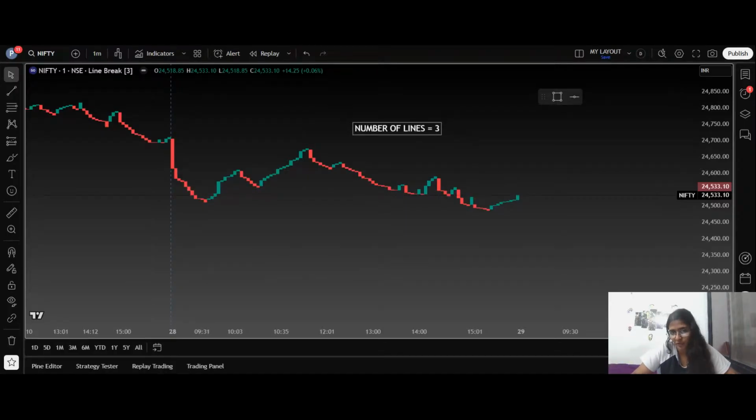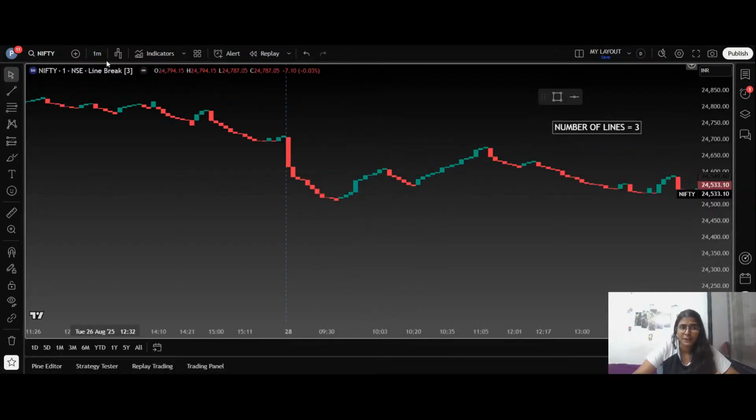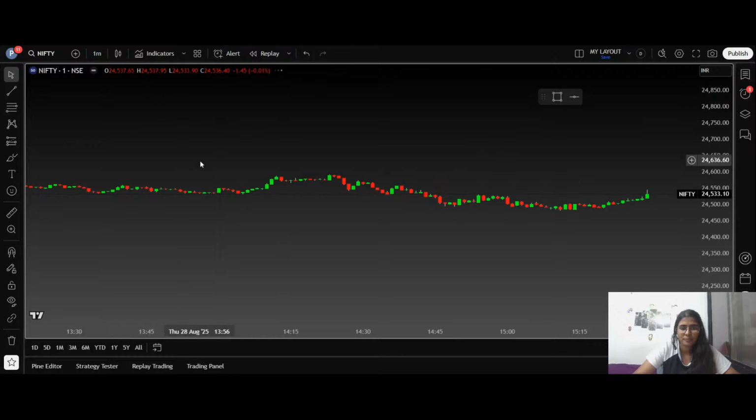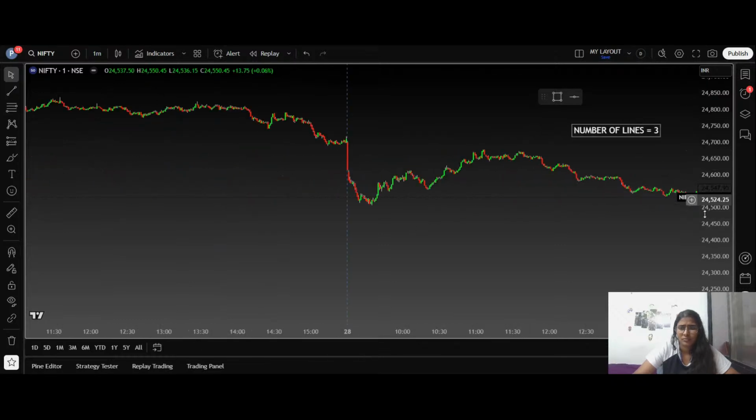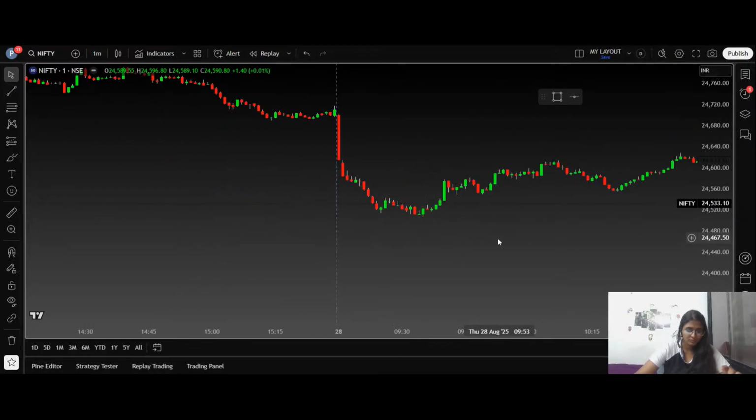It depends on the number of lines rule instead of a fixed box rule. So if we choose number of lines, suppose here I choose number of lines equal to 3, a new line is drawn. Suppose this is the old line and this is the new line. A new line is drawn only when the price closes above or below the previous line. Suppose we go to the normal chart. Here is the normal chart. In the line break chart, we only focus on the close price. We don't focus on the full open, high, low, and close price. Here we focus only on the close price of the chart.